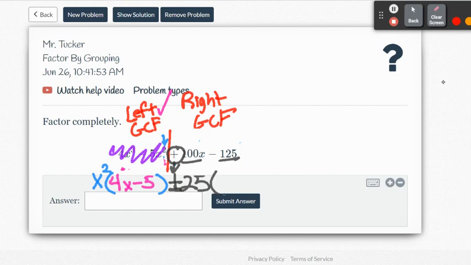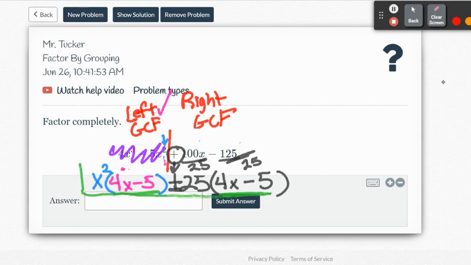So I'm going to divide each of these by 25, and 100 divided by 25 should be 4, and the x comes, so 4x, and the negative 125 divided by 25 should be negative 5. Now that I've divided correctly, I can factor one further step. What I've done right here is one full step of factoring. This is the first step of the GCF process.